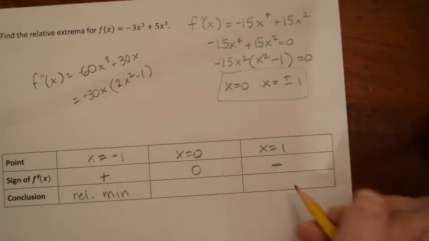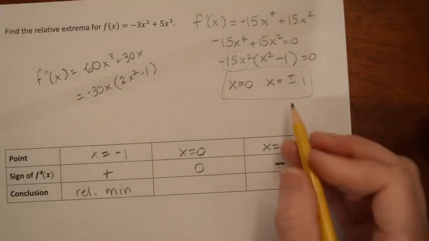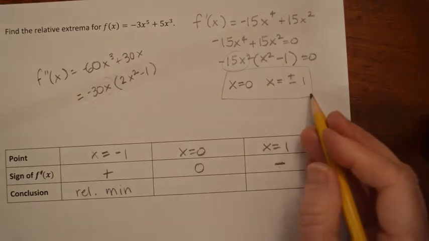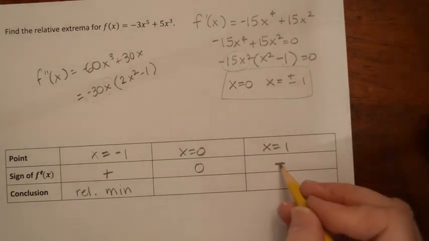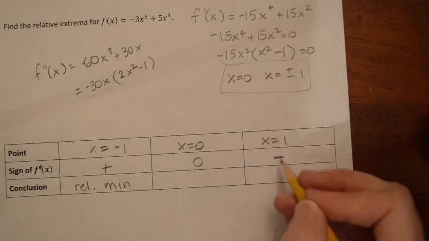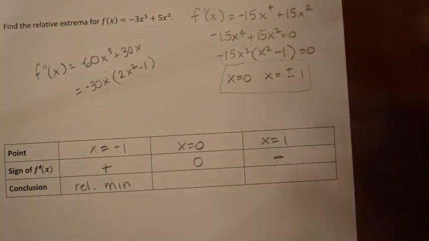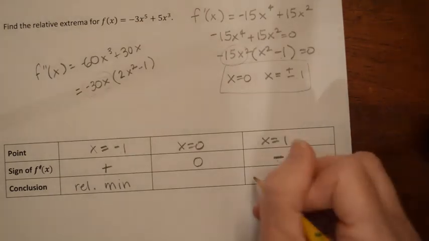Let's go over to this one. Here we plugged in one of the values that made the first derivative 0. We plugged it into the second derivative. It gave us a negative value, and that means it has to be doing something like this. It's concave down, so we're looking at a relative max.